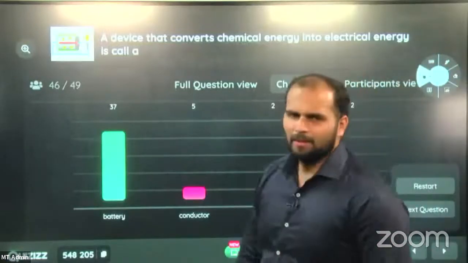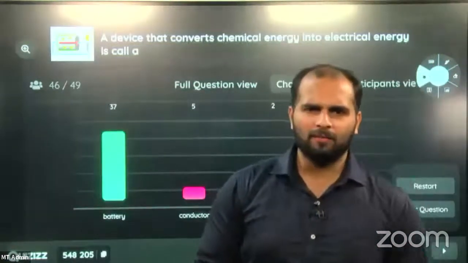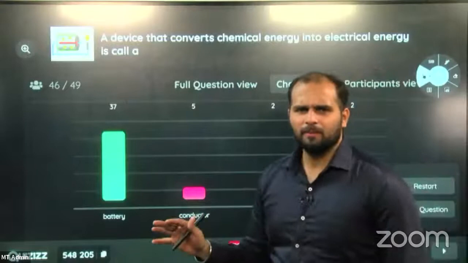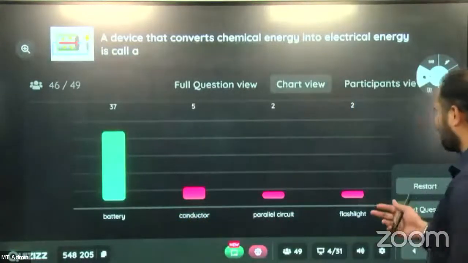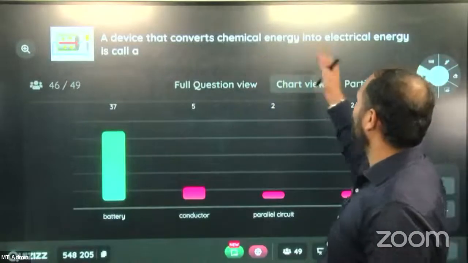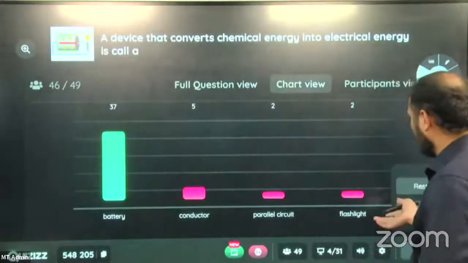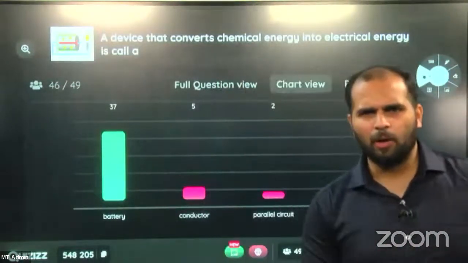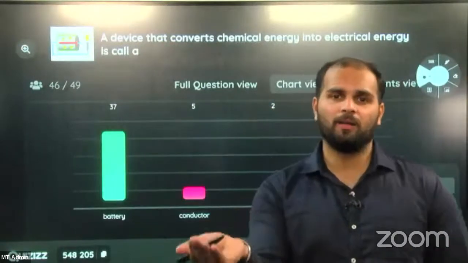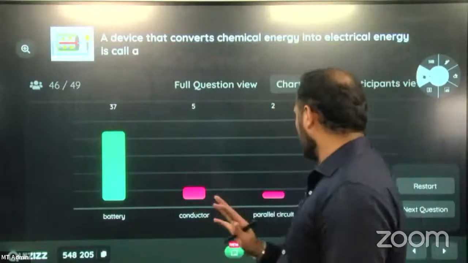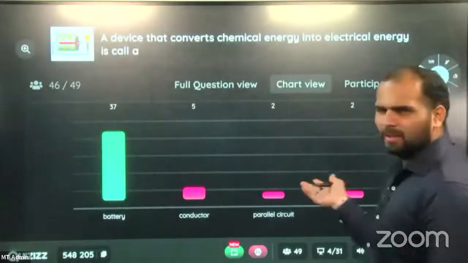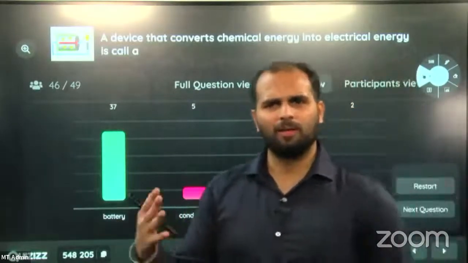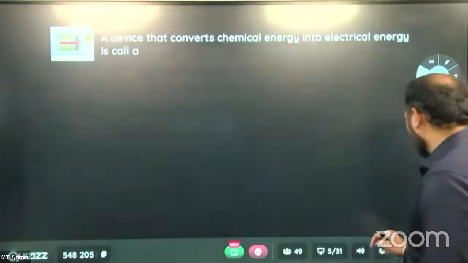Okay, a device that converts. See, when we are talking about a device, when it is something specific, there will be some specific name, right? Conductor is not a specific name, so conductor won't be the answer. Parallel circuit and flashlight. See, it converts chemical energy into electrical energy. In the case of a flashlight, it is light energy, right? So the output is in the form of light. Though it is electric, the output is felt in the form of light. So it won't be the answer. And parallel circuit, I don't think anything gets converted in a parallel circuit. It's a passing of voltage and current, right? So it won't be the answer. Let's see the next question.